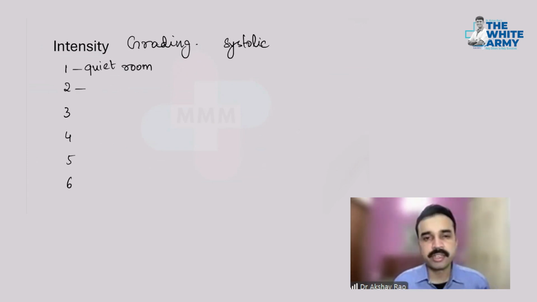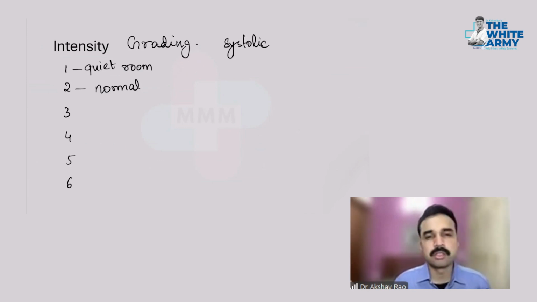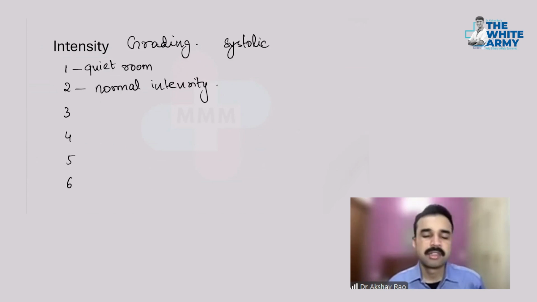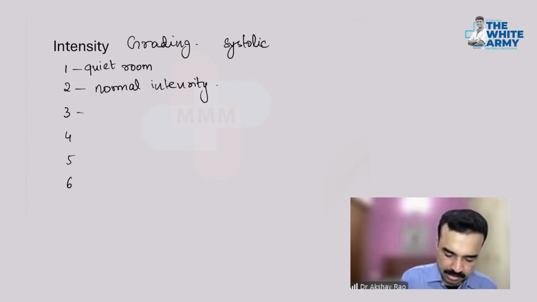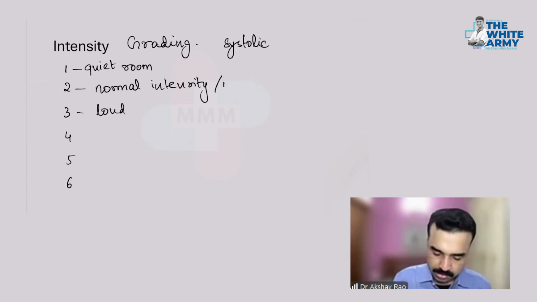Grade 2 is where you can hear it with normal intensity, even in a usual room. Even with the usual amount of background sound, you can still pick up a murmur of normal intensity, whereas it's very faint in grade 1. If it is loud, that means it's moderate. Grade 2 is moderate.